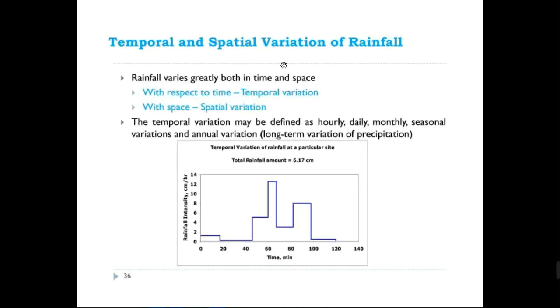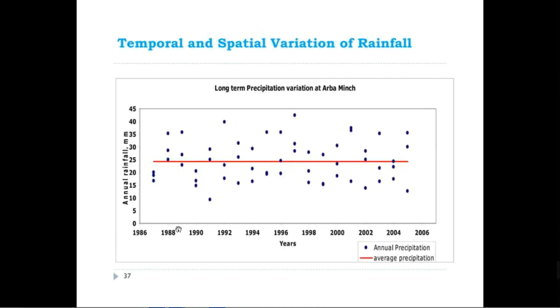The temporal and spatial variation of rainfall. Rainfall varies with time and space, that is, temporal variation and spatial variation. Temporal variation may be defined as hourly, daily, monthly, or seasonal variation. Long-term precipitation variation at an area means the total years' annual rainfall.